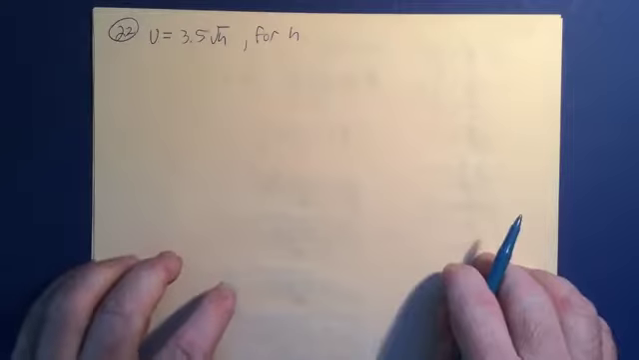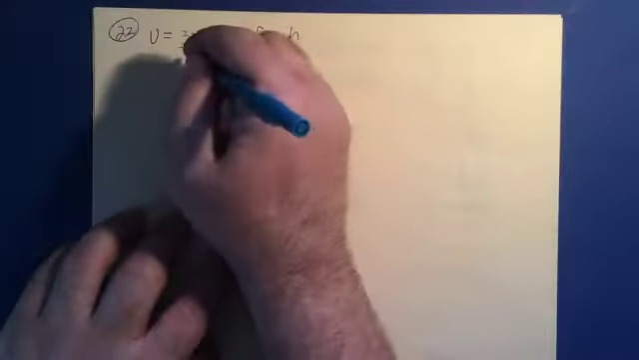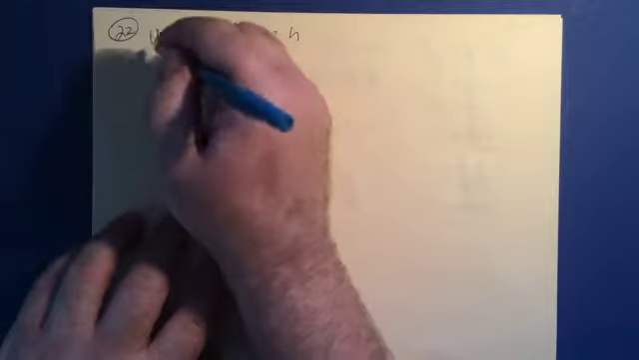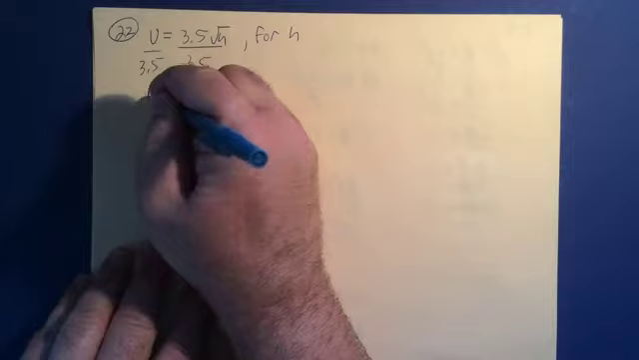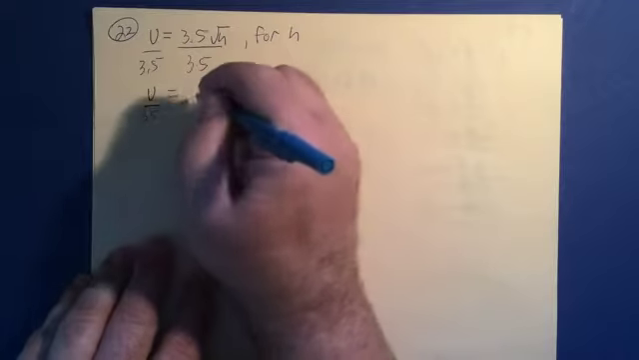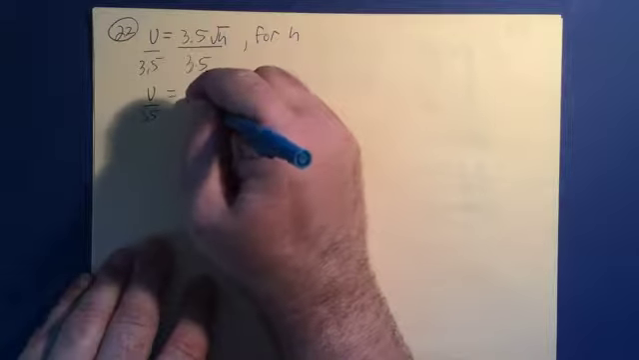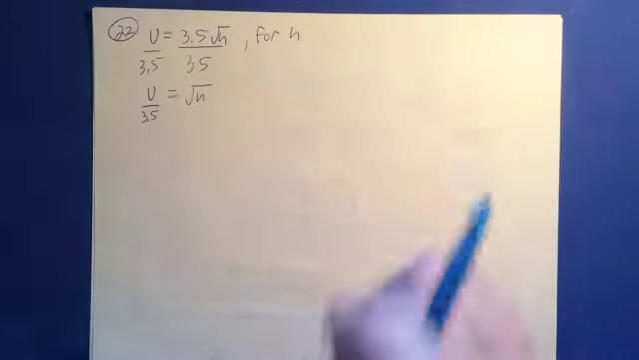So what we're going to do is divide both sides by 3.5. We're going to try to get radical h by itself. So that's going to give us V over 3.5 equals the square root of h.